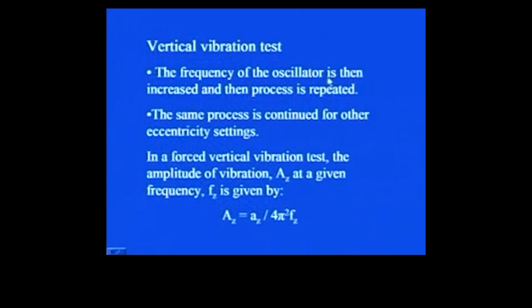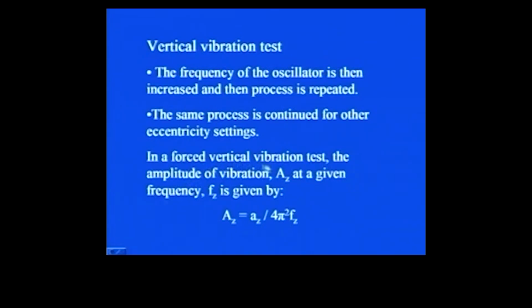The frequency of the oscillator is then increased and the process is repeated. So you see, first the experiment was conducted for one constant frequency, and then this frequency was increased and the whole experiment was repeated again. The same process is continued for other eccentricity settings. So you pick a different eccentricity setting and choose a particular constant frequency throughout, and then you go on conducting the test and recording the response of the acceleration pickups.